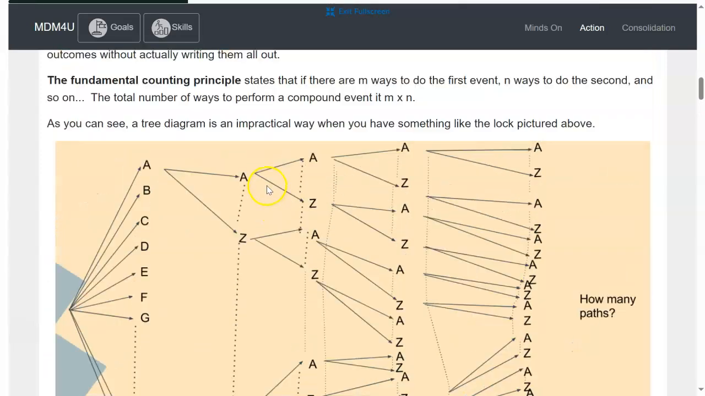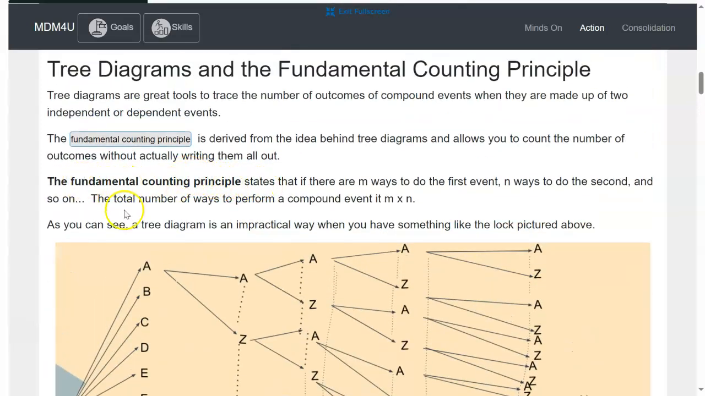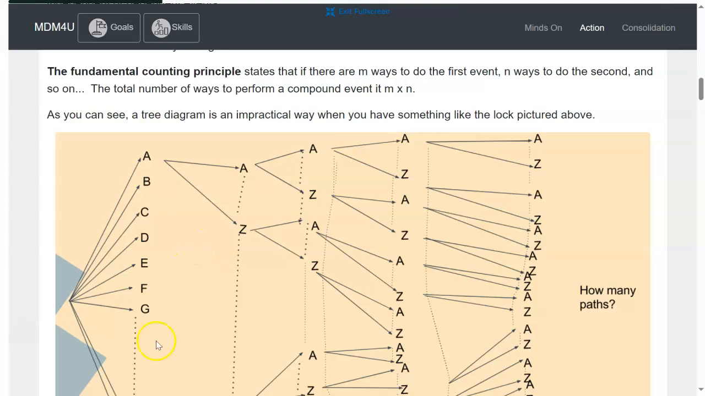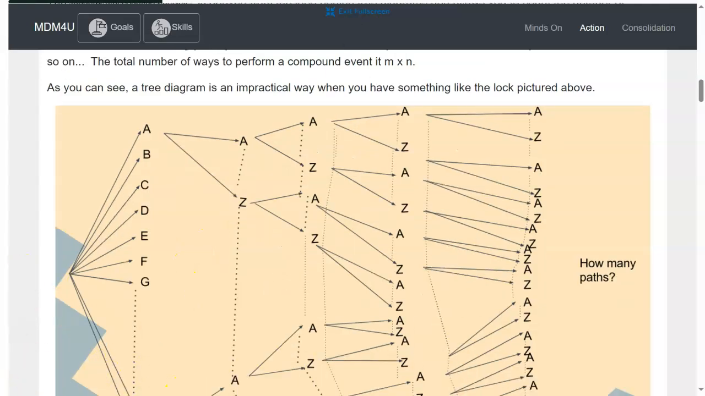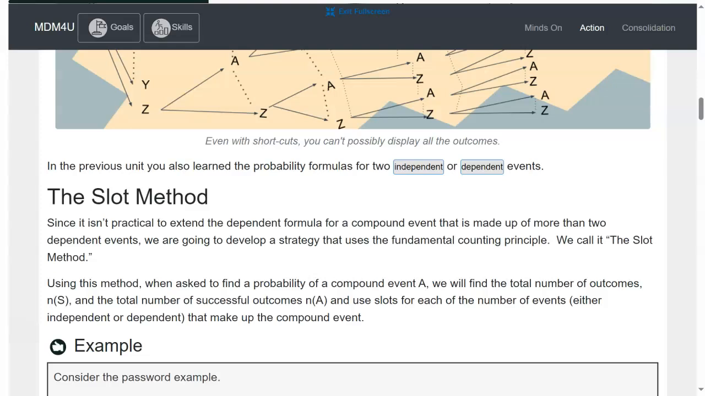So the first thing we're going to look at here is the slot method. So let's go back and talk about the fundamental counting principle. That's what we use obviously for counting.